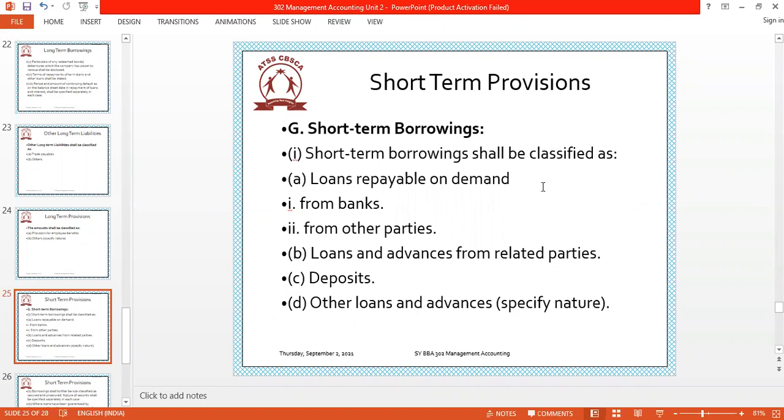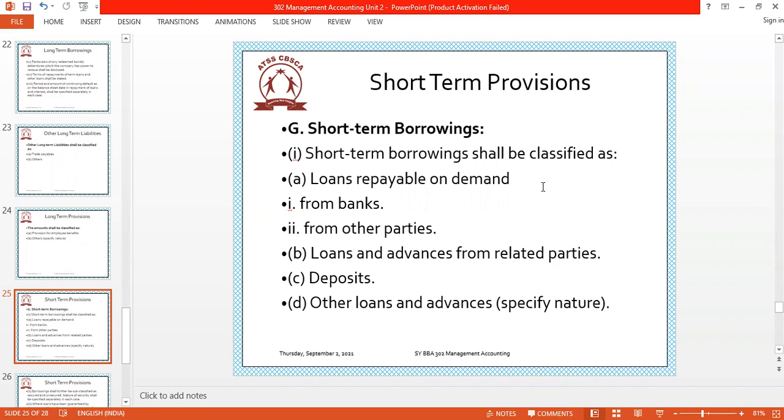Whenever you're taking a loan, the lender may demand it back, and at that time you can't say wait for 1 month or 2 months. Whenever the bank or any party who has given you a loan asks for the money at any point of time, that is a loan which is repayable on demand. That comes under the category of short-term borrowings. So we can take a loan on demand from banks and from private parties also.